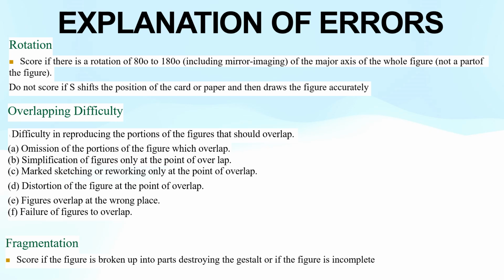There might be marked sketching or reworking only at the point of overlap. Distortion of the figure, sometimes to completely avoid the overlap at all. Figures are overlapping at wrong places. Failure of figures to overlap. So these are certain difficulties which might come in overlapping. Fragmentation: score if the figure is broken up in parts, destroying the gestalt, or if the figure is incomplete.